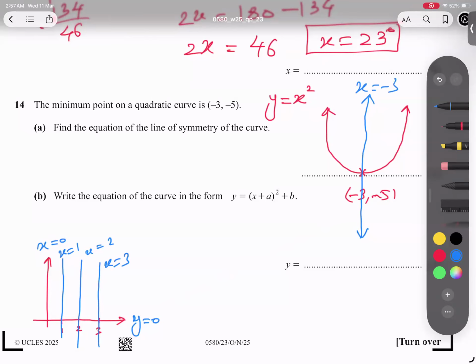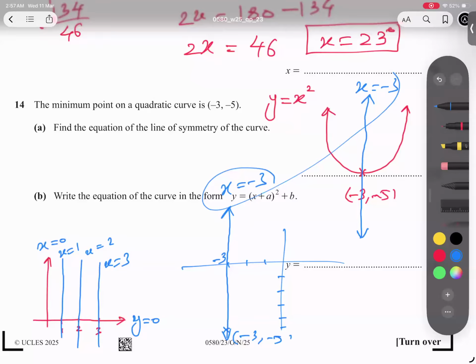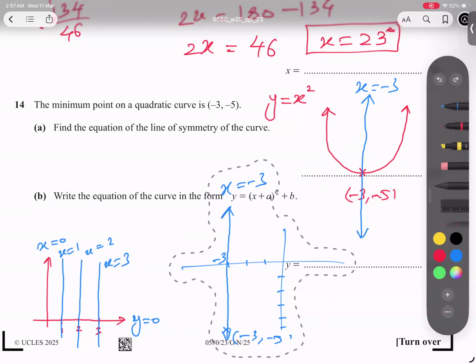Why not? Basically, I will just show you what I'm saying. -1 and 1, 2, 3, 4, 5. So this point is -3 and -5. When a line goes from here like this, this point is also -3. And this equation is called x is equal to -3. So I hope you got it very well how I got the equation of the line of symmetry.